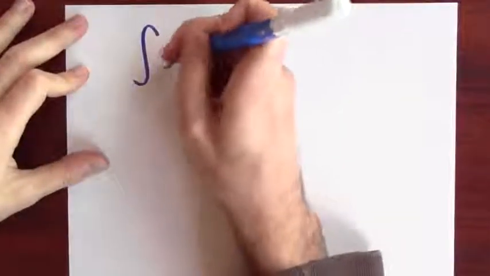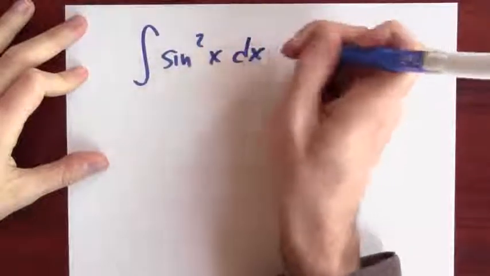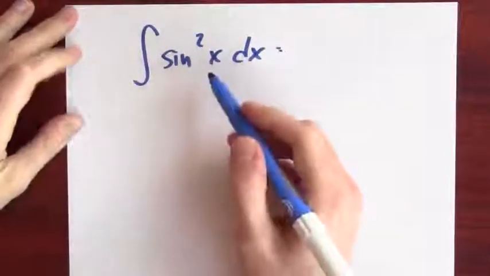What if I wanted to go backwards? What if I wanted to anti-differentiate sine squared x? I'm looking for a function whose derivative is sine squared x.